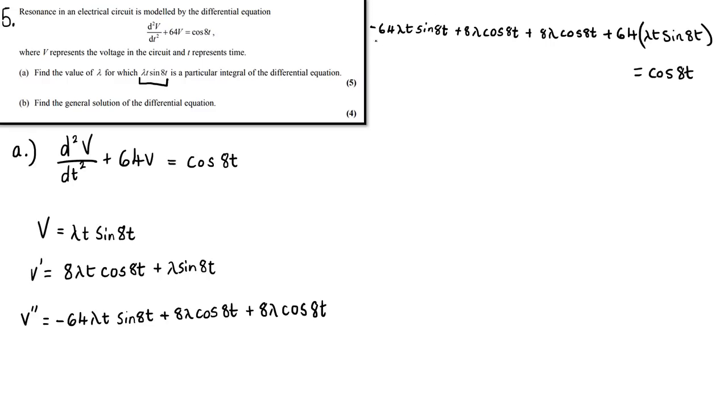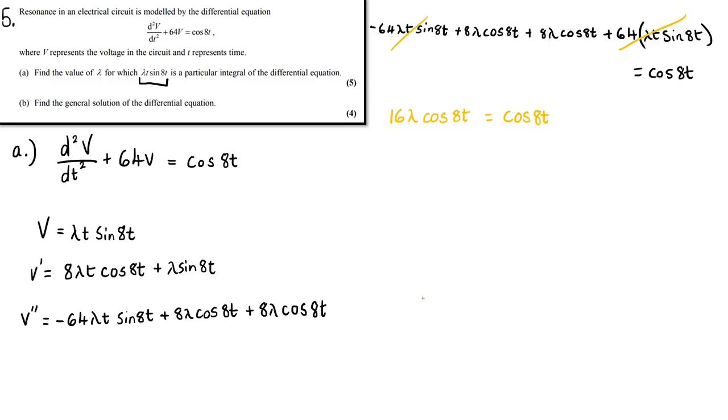So I'll just do it in a different pen colour. I've got minus 64 lambda t sine 8t, and at the other end here I've got 64 lots of positive lambda t sine 8t. So when I times that by 64, I'm going to get 64 lambda t sine 8t. This is minus 64 lambda t sine 8t, so they will cancel. I've got 8 lambda cos 8t plus another 8 lambda cos 8t. So when we add those together, we get 16 lambda cos 8t. And that's all equal to the right hand side. Now, these two terms cancel.